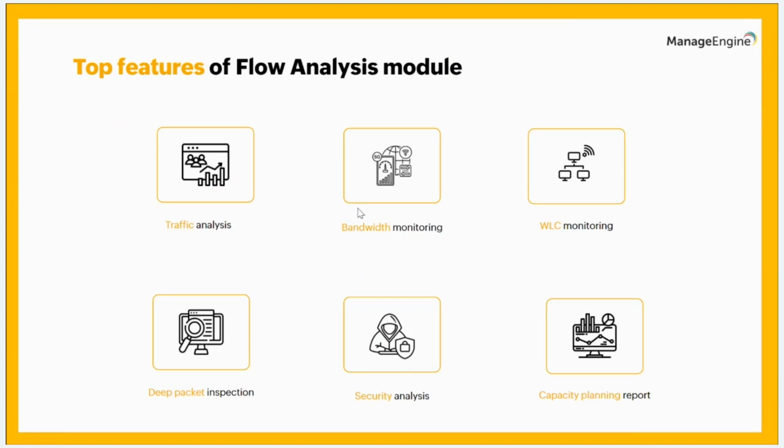And the capacity planning report feature will help you find the overall traffic usage of the network and the top applications using the most bandwidth. And also, it will help you see if their usage is strictly necessary or not. You'll be able to allocate more bandwidth or restrict usage accordingly based on the gathered insights.